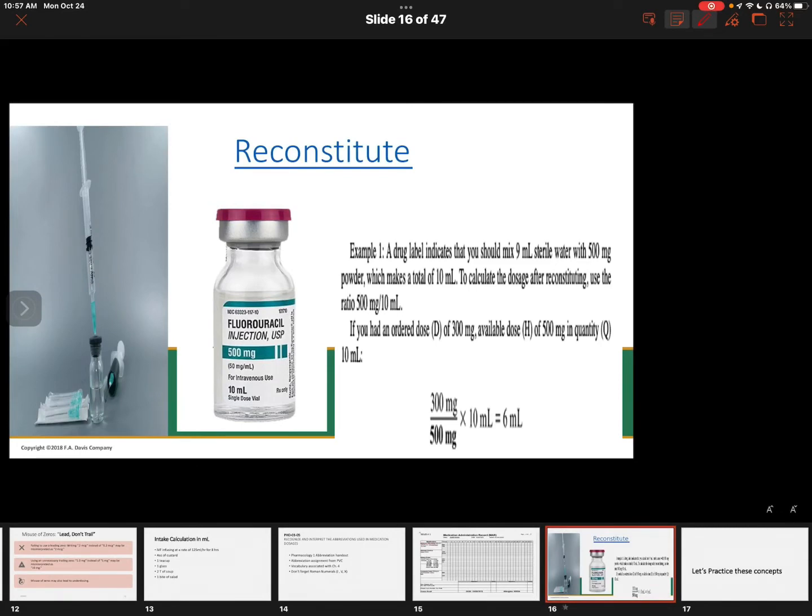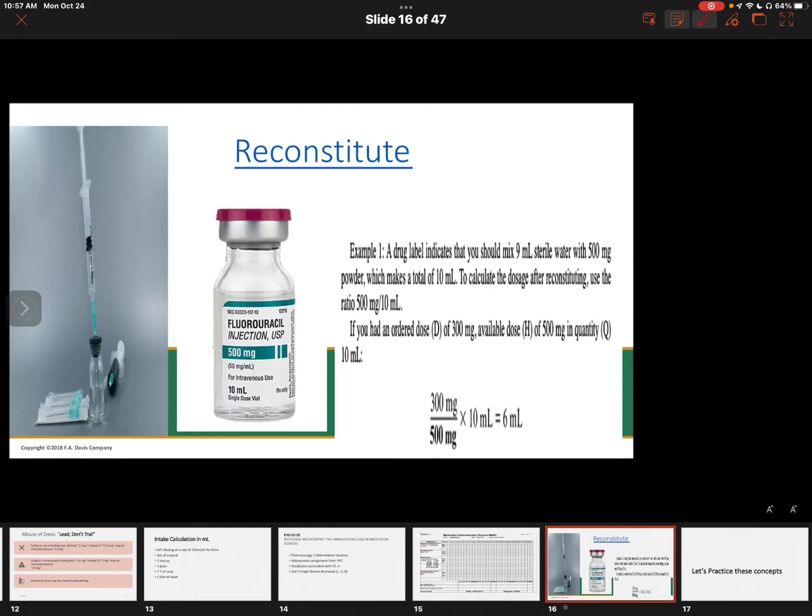An example of a drug label indicates that you should mix 9 milliliters of sterile water with 500 milligrams of powder, which makes a total of 10 milliliters. To calculate the dose after reconstituting, use the ratio 500 milligrams per 10 milliliters. So this is about reconstitution.